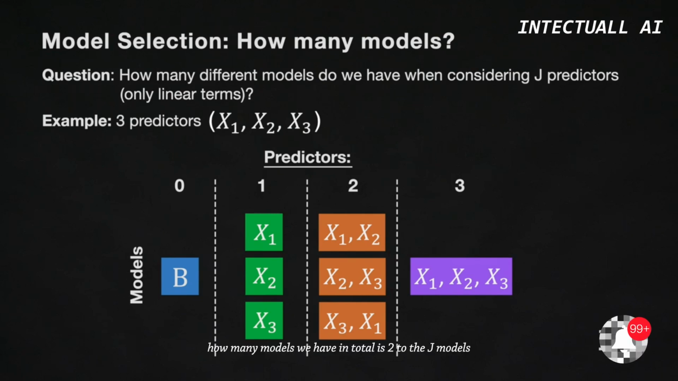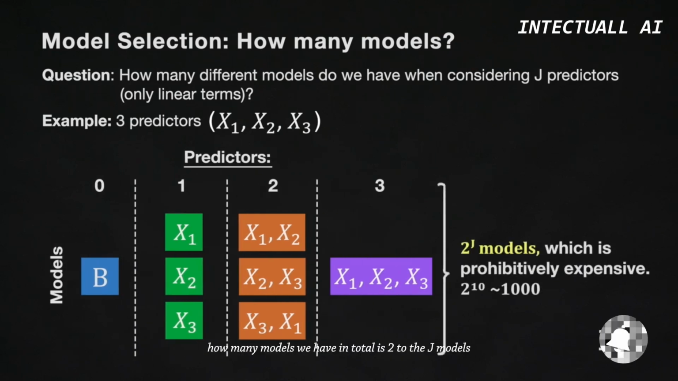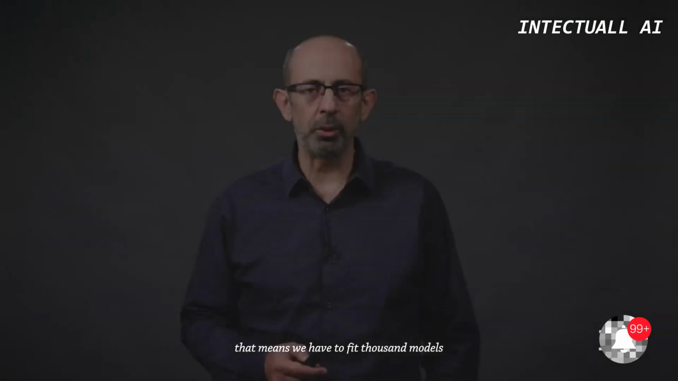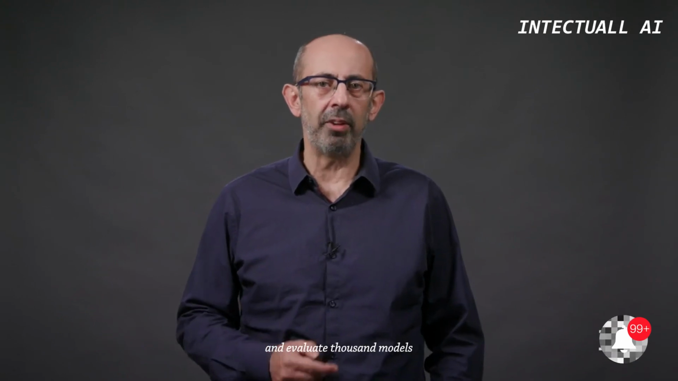How many models do we have in total? It is 2 to the J models, which is prohibitively expensive, especially when J is large. For example, if J is 10, we have 2 to the 10, which is approximately 1,000. That means we have to fit 1,000 models and evaluate 1,000 models.